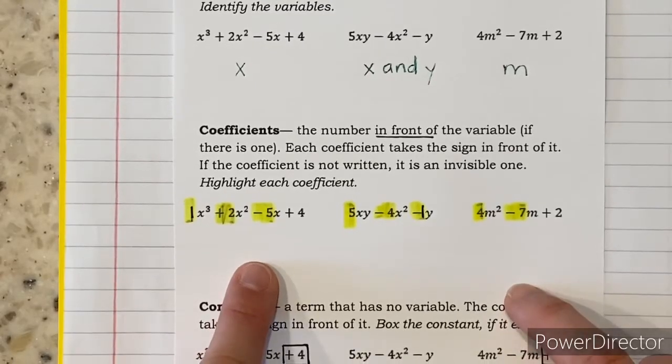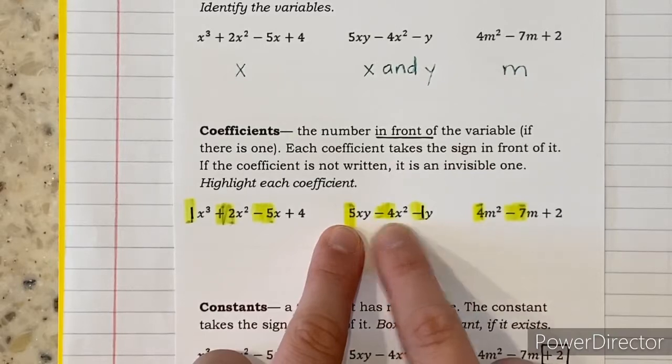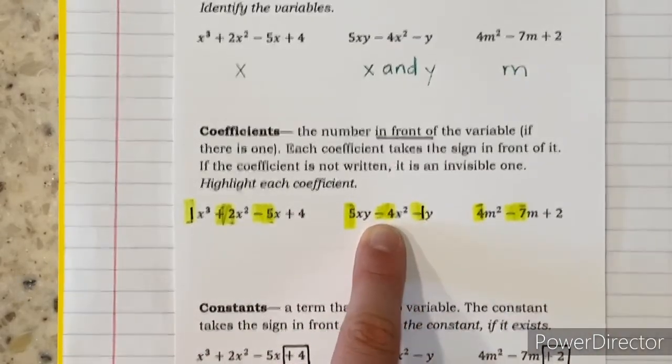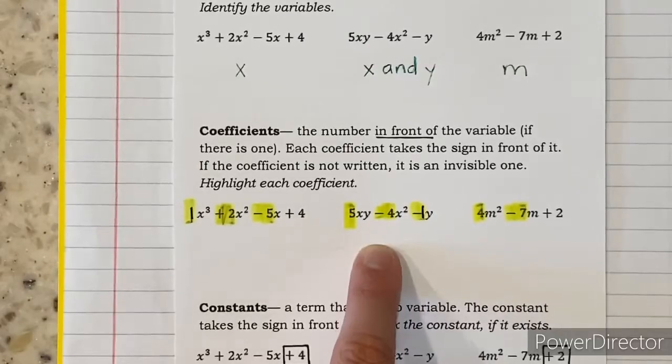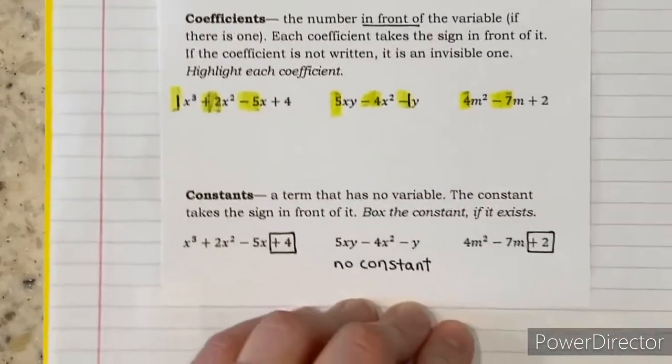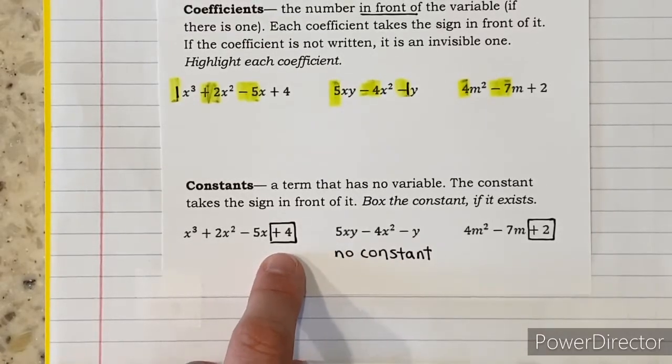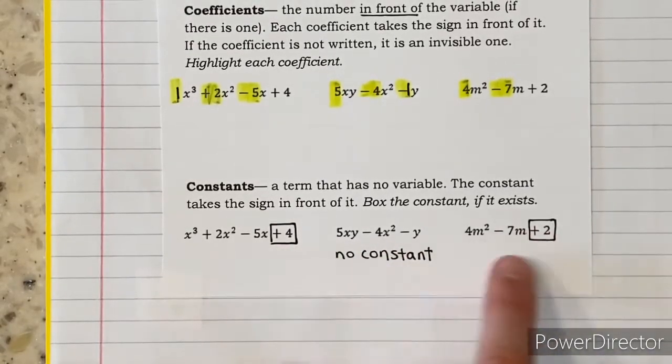Coefficients, they are just the number in front of the variable, and they always take the sign of whatever is in front of that number. So make sure that when you are asked what a coefficient is, that you get that sign in front of it. And a constant is just the number by itself with no variable. They're typically at the end.